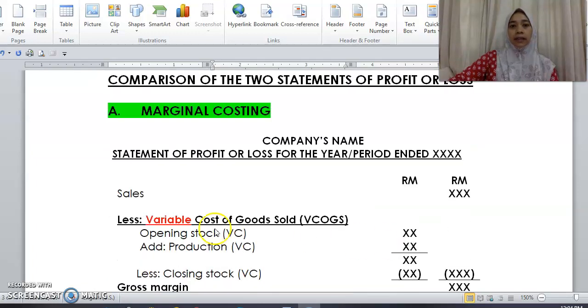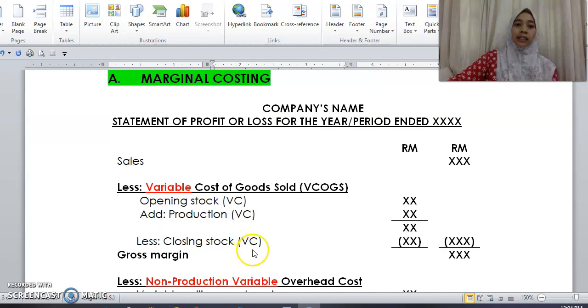Under marginal costing, you prepare the statement of profit or loss. Normally, you start with your sales, less your cost of goods sold. But if you are using the marginal costing technique, you will just take the portion of the variable cost. So your cost of goods sold will only consist of the variable element. That means your opening stock or your production, less your closing stock, only the variable cost element.